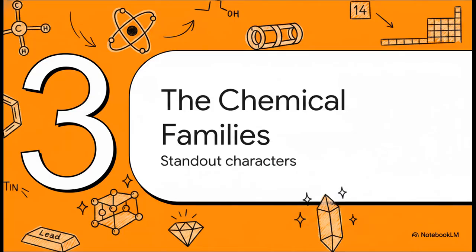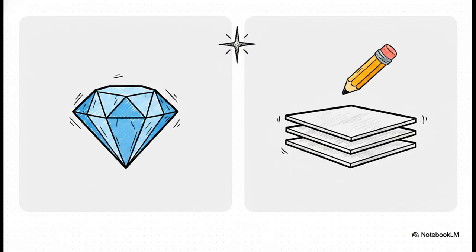All right, let's head into Section 3 and actually meet the chemical families. These are the standout characters of the block. In Group 14, carbon is the absolute star of the show. People often call it the wonder element because it literally forms millions of different compounds. It pulls this off through catenation, its tetravalency, and its knack for forming multiple bonds.